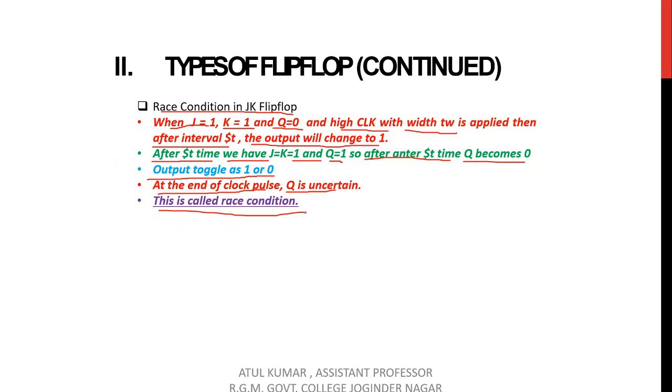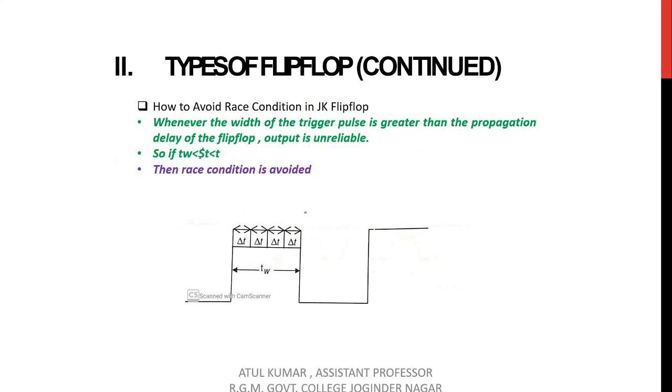So this condition is called a race condition. So how to avoid a race condition? To avoid a race condition, the width of the trigger pulse should not be greater than the propagation delay of the flip flop, otherwise the output is unreliable. So if tw is less than delta t, which is less than T, if this condition is fulfilled, then the race condition will be avoided.